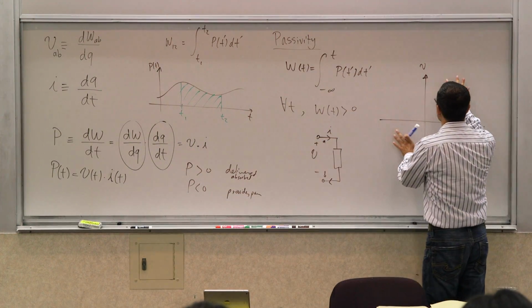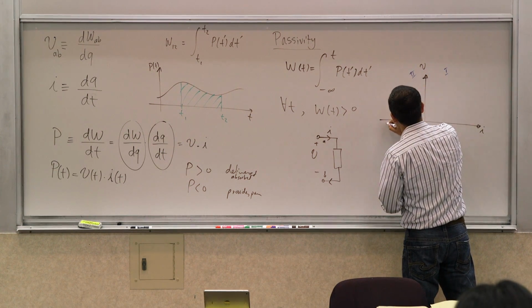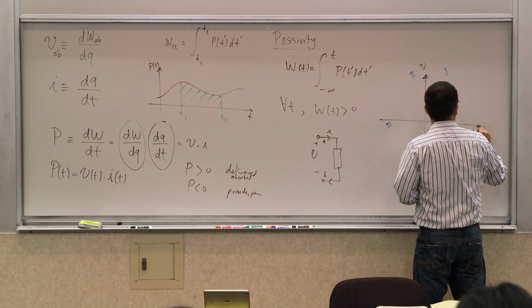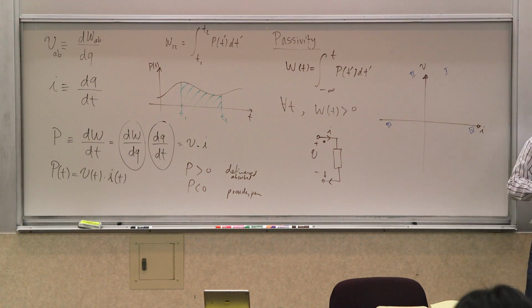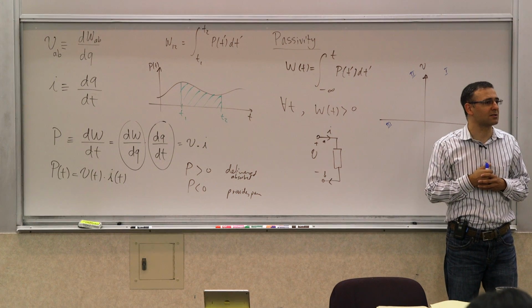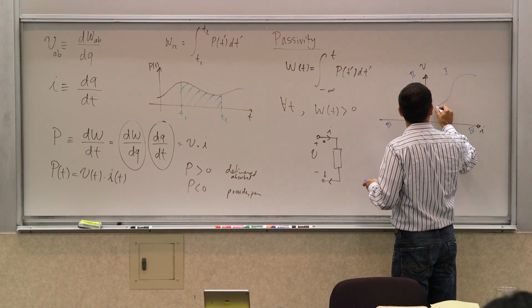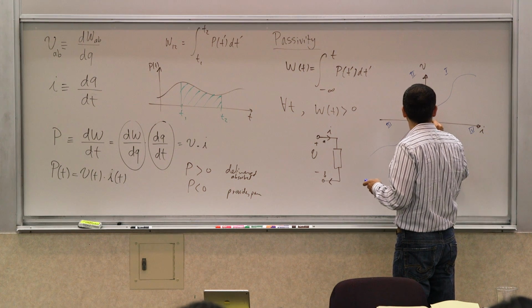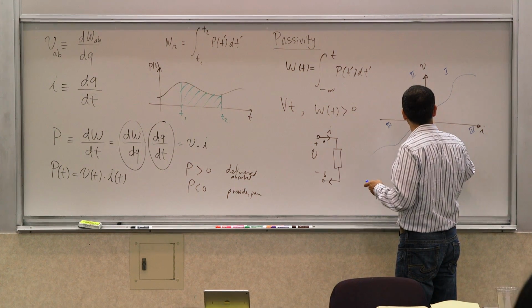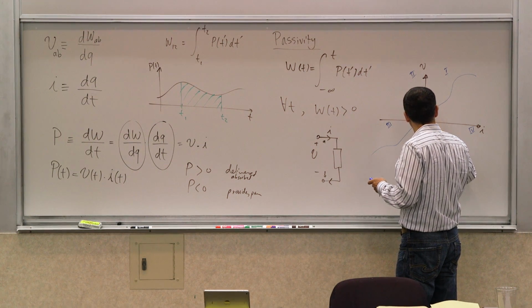So out of these four quadrants, let's call them the first, second, third, and fourth quadrants, which ones satisfy the condition of the product being positive? First and third, right? So as long as you have an element whose characteristic goes through the first and third quadrants and doesn't go into the second and fourth, then you are good.